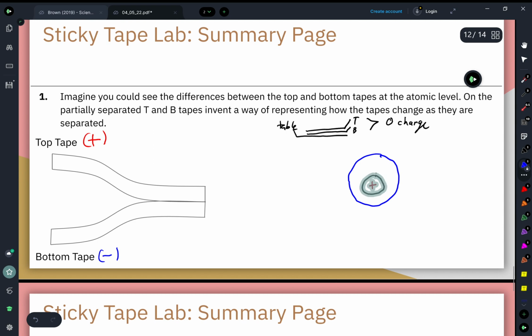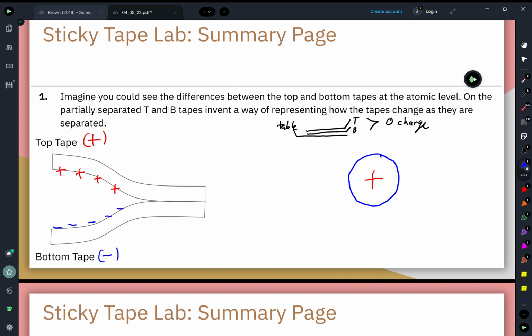And then just to make it even easier, we typically won't even represent that nucleus. You'll typically see it as a positive inside of a circle where we have an even distribution of our negative charge. However, if we have more positives than negatives, it's positively charged. If we have more negatives than positives, it will be negatively charged. Because our top tape ended up being positively charged, we would represent more positive charges on the top tape, and more negative charges on the bottom tape.